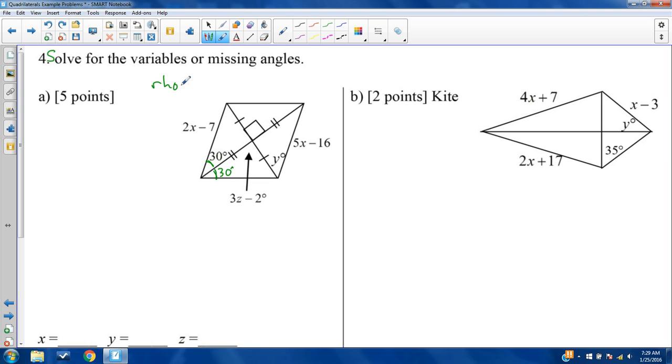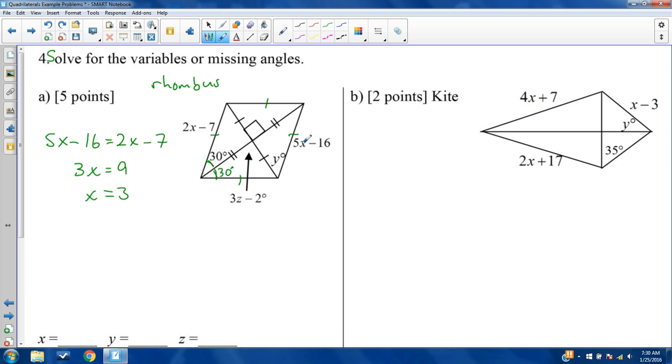So this will be a rhombus, and with that, you might need to mark anything else that you feel is necessary here to figure out everything else, because there are 3 variables we need to solve for, x, y, and z. All right, so let's start getting to work here. Let's do x first, because all sides are congruent. 5x minus 16 and 2x minus 7 will be equal. Subtract 2x and add 16, you'll get 3x equals 9. Divide by 3, you'll get x equals 3.